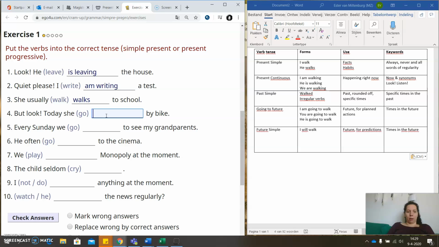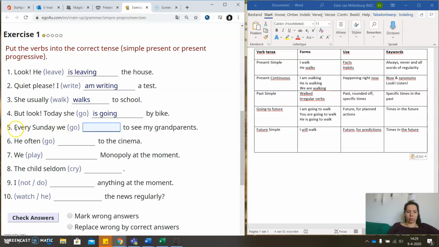Okay. Then let's go on to 4. In 4, I see a keyword that's on our list. That's nice because we like finding those. That makes it a lot easier. But look, I need to look at something right now. That means I'm using my present continuous again. In this case, the subject is she, so I use is, and then my ing form of go.